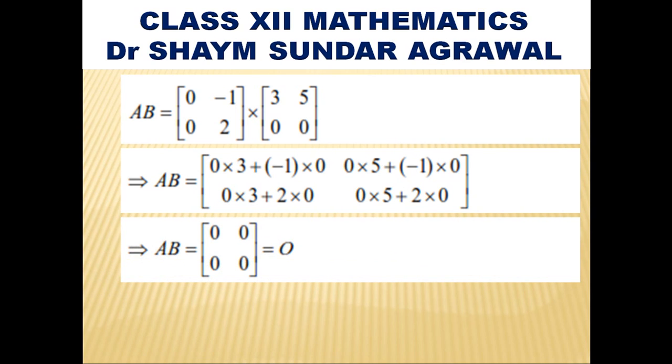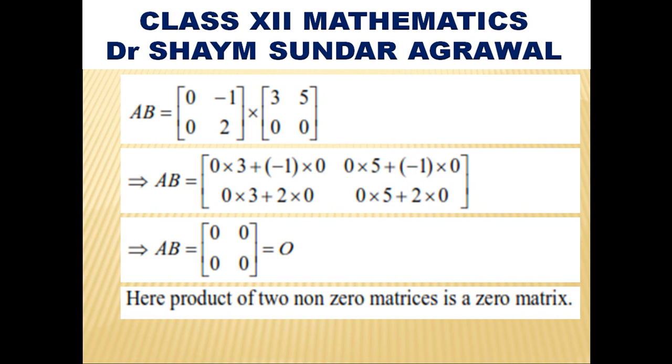See here, both A and B are non-zero matrices, but their product is a 0 matrix. So it is not necessary to say that if the product of two matrices is 0, then one of them is 0. It is not true. This is one of the examples where the product of two non-zero matrices is a 0 matrix.